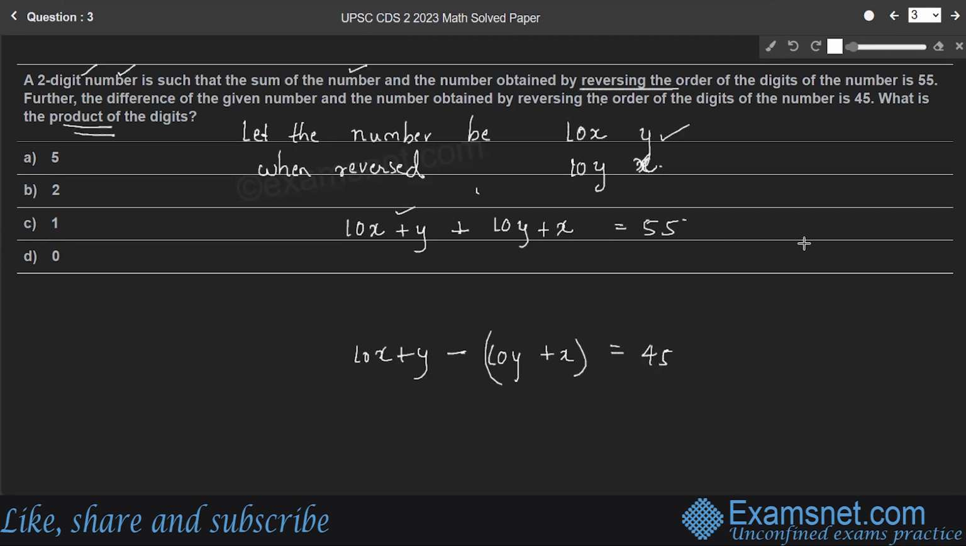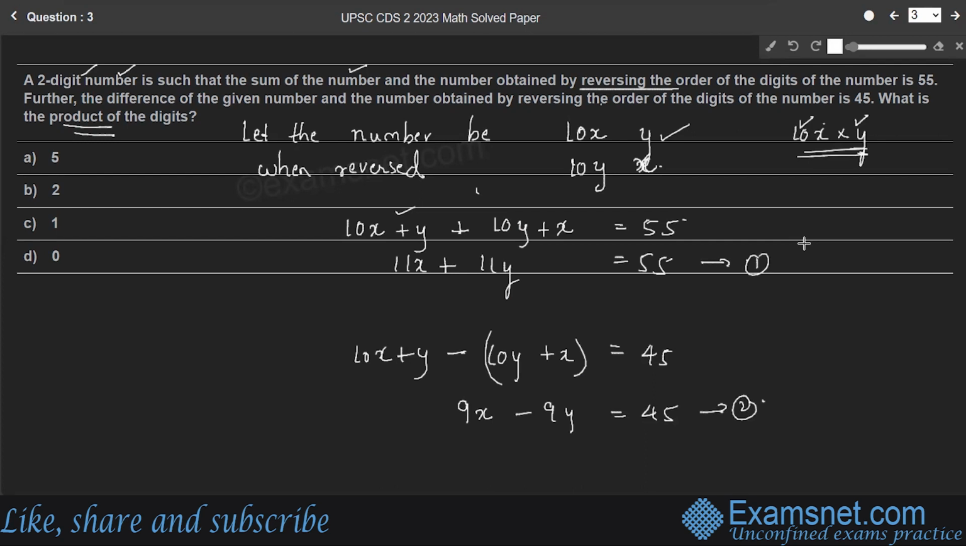Product of the digits means we need to find x into y. These two are digits of the given number. For that, we need the values of x and y. We'll find that. So here 10x plus x is 11x, plus 11y is 55. And 10x minus x is 9x, minus 9y is 45. So we have got simultaneous linear equations.